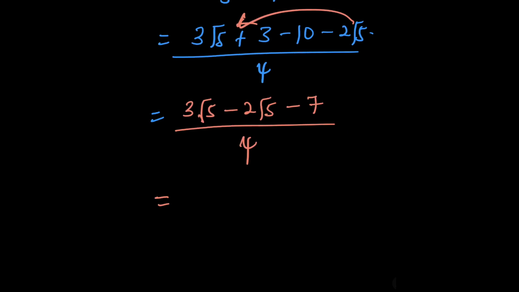To further simplify, now this is root 5, so they can subtract, just like when you have variables and numbers. When you have 2x minus x, they can subtract because they have the same variable. So just like root 5 is common to them, they can also subtract. So 3 root 5 minus 2 root 5 becomes root 5. It's actually 1 root 5, but I know 1 as a coefficient we don't normally write, so it's going to be root 5 minus 7 all over 4.